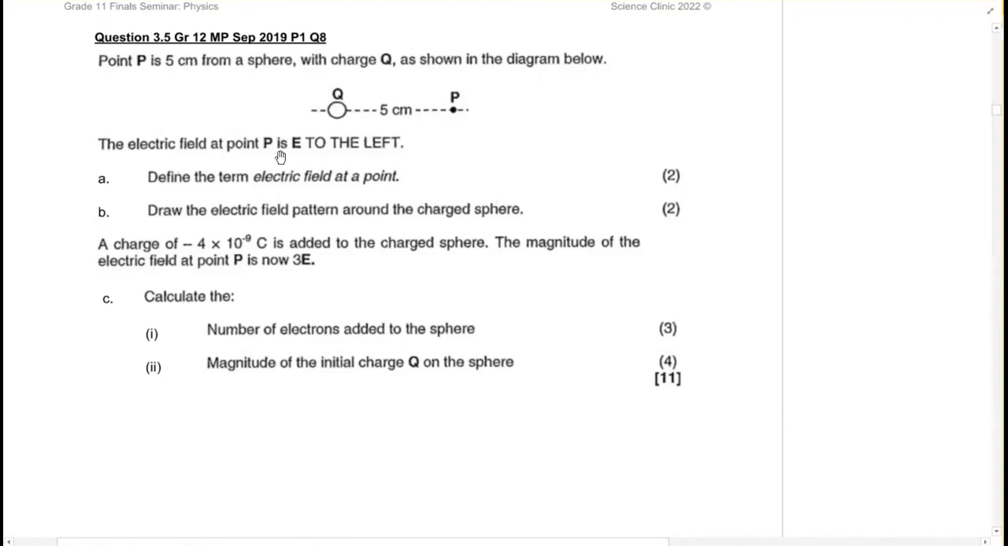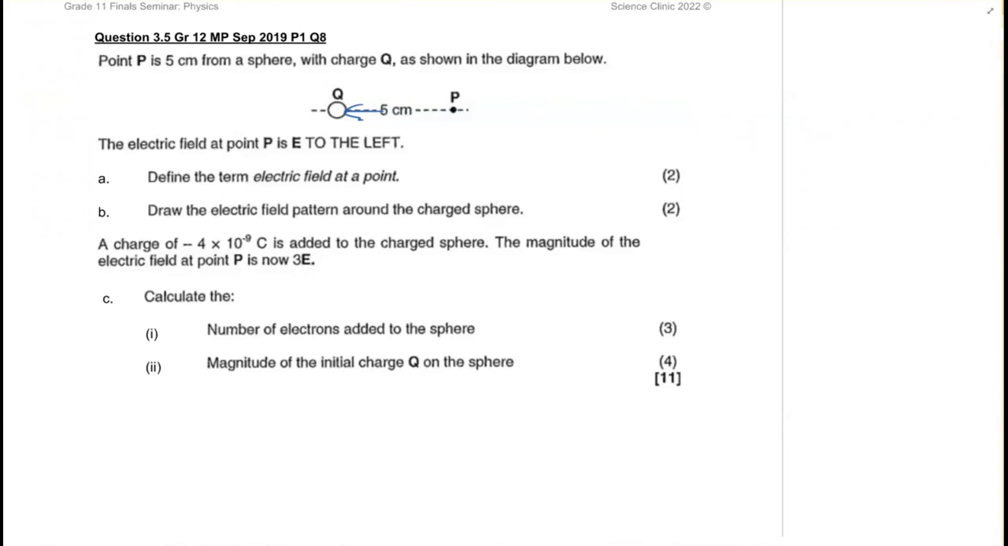The electric field at point P is E to the left. So the field size is E and it's to the left. So in other words, the field is going in that direction. Okay. Define the term electric field. We're going to skip the definitions. Draw the electric field pattern around the charged sphere.